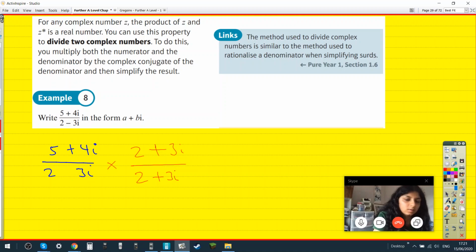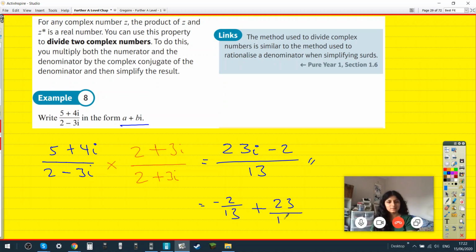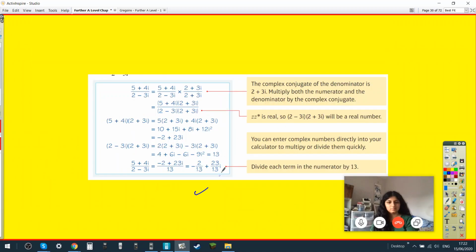And for the top, I got 23i minus 2. Mm-hmm. And then for the bottom, I got 13. Write it in this form. Minus 2 over 13 plus 23 over 13i. Looks good to me. Minus 2 over 13 plus 23 over 13i.